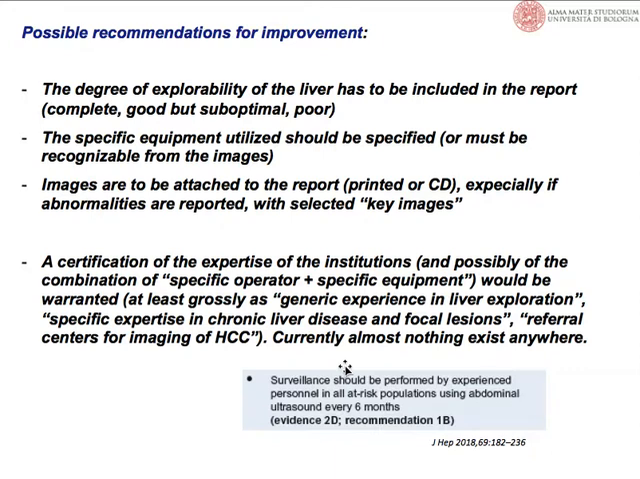So, to summarize, in my view, the degree of explorability of the liver has to be included in the report, whether the explorability is complete, whether it's good but suboptimal, or whether it's poor, so that decisions can be taken from this indication. It also must be specified which specific equipment had been utilized, because this is often not the case. It could be recognizable from the images, but often this is not the case. So the referring clinician does not know whether his patient has been investigated with the highly performant ultrasound scanner or not.